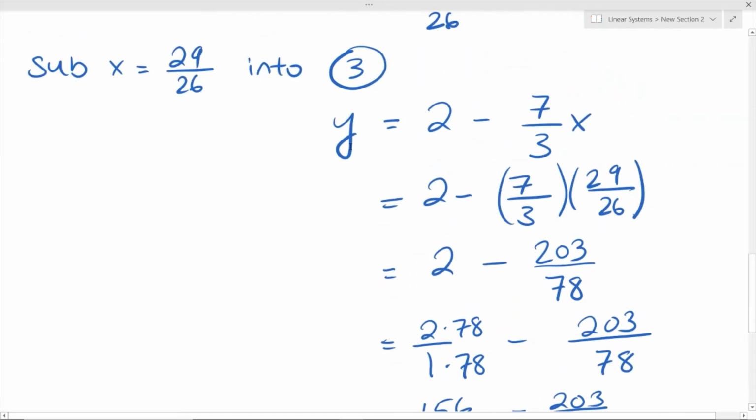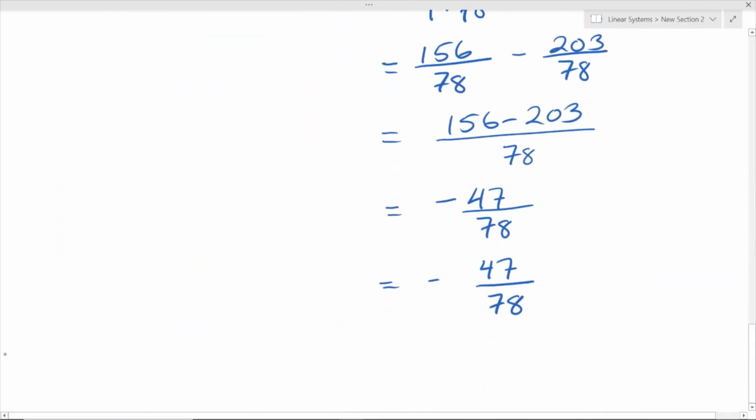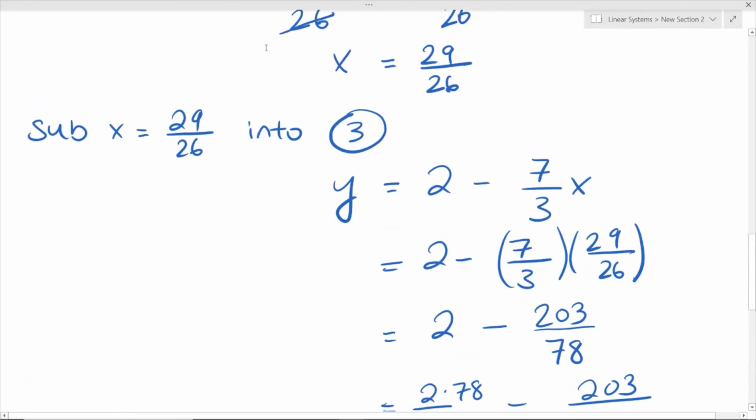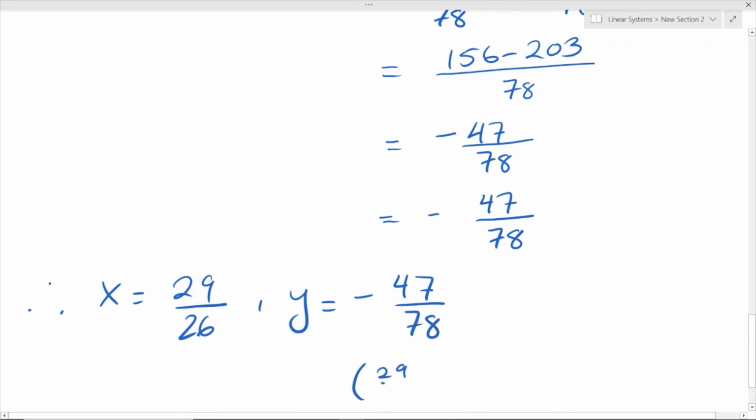We have found our y variable. So we have found our x and we have found our y. So therefore we can say that our solution, we can write it as x equals 29 over 26, and y equals this here, right? Because this was actually our y. So equals negative 47 over 78. And we can also write it as coordinates, so 29 over 26, comma, negative 47 over 78. And this is our solution.